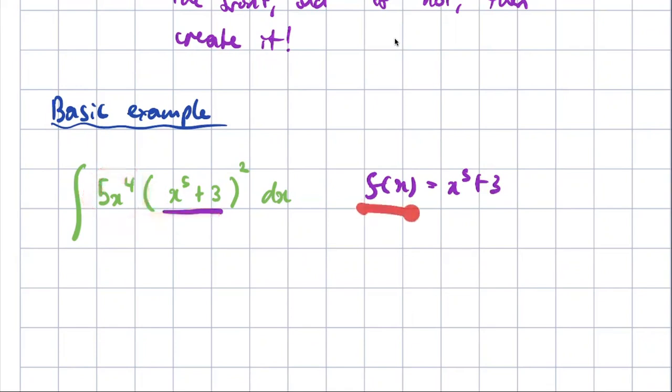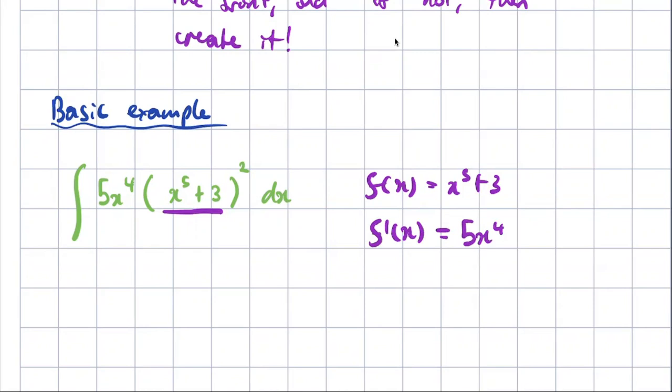Well, let's check what happens when we differentiate just the function on the inside. We're not differentiating the whole bracket. We're just differentiating the function on the inside. Heed my words. So differentiate it. f dash of x is equal to: differentiate x to the power of 5 and it becomes 5x to the power of 4. And differentiate the plus 3, it becomes 0 because the gradient of a constant is 0.